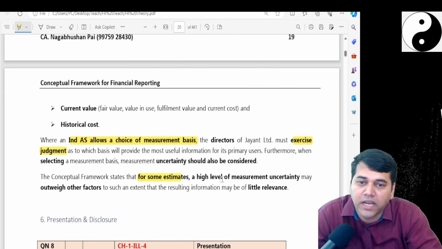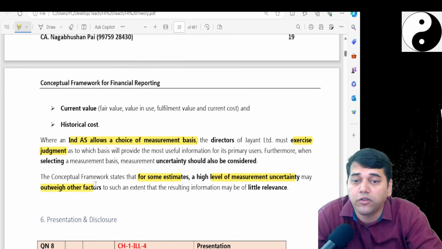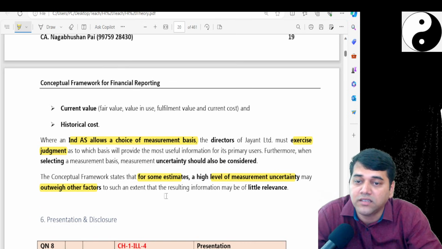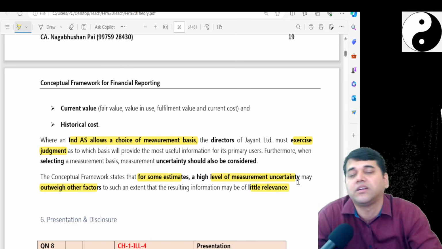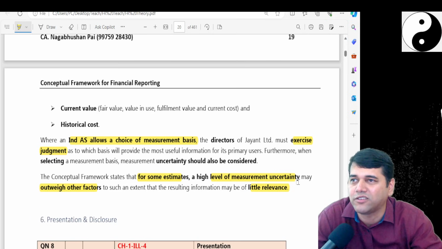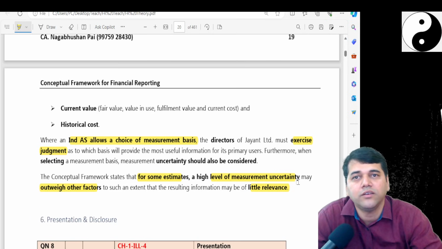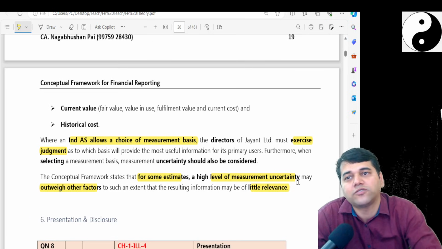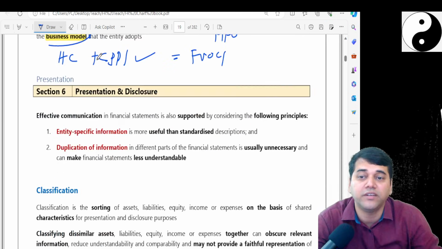For some estimates, a high level of measurement uncertainty may also outweigh factors such as the extent to which information may be of little relevance. Okay, you study this, English language only. Are you clear? So next, this conceptual framework talks about presentation and disclosures.